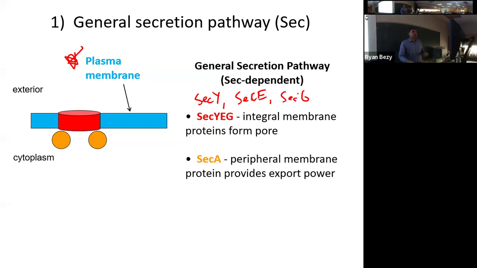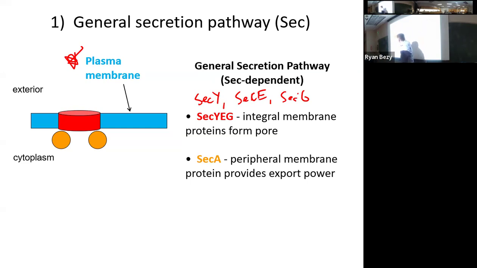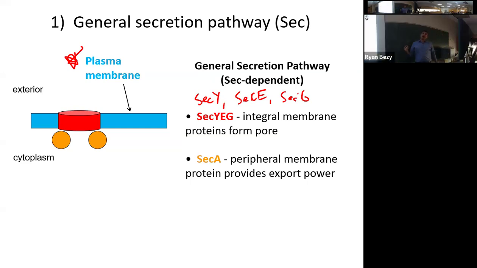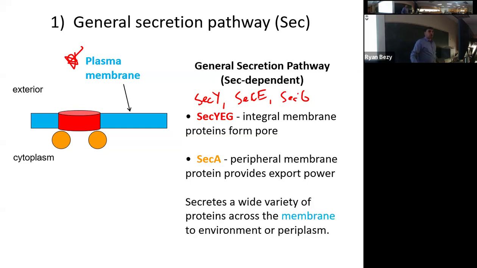SecA is another protein that's going to be involved. These are integral membrane proteins. SecA is a peripheral membrane protein located on the inside or cytoplasmic face of the plasma membrane. SecA is a peripheral membrane protein that provides the power that will export a protein. And I'm going to go through step-by-step what it does, but this particular system secretes a wide variety of proteins across the plasma membrane to either the environment or to the periplasmic space.